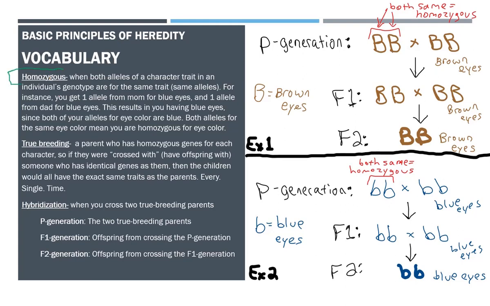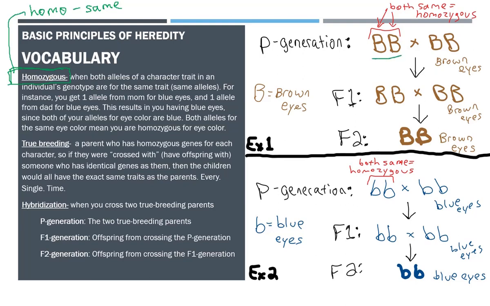Now, homozygous or homozygous, people pronounce it differently. This has the prefix homo, which means the same. So homozygous is when both alleles in the pair of chromosomes are for the same phenotype. Both alleles could be about eye color, but if they're homozygous, then they would both be for blue eyes, or they would both be for brown eyes.